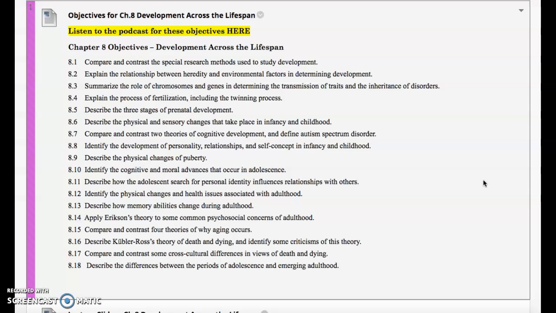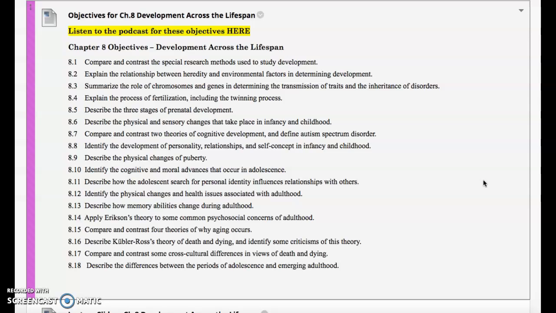We'll compare and contrast 4 different theories as to why aging happens, what that looks like, and then end with Kubler-Ross's theories of death and dying. What did she say about the stages of grieving when someone dies? What are some criticisms of her theory? Comparing and contrasting also some cross-cultural differences on death and dying. Not every culture deals with death the same way or grieves the same way, so we'll look at some differences there.